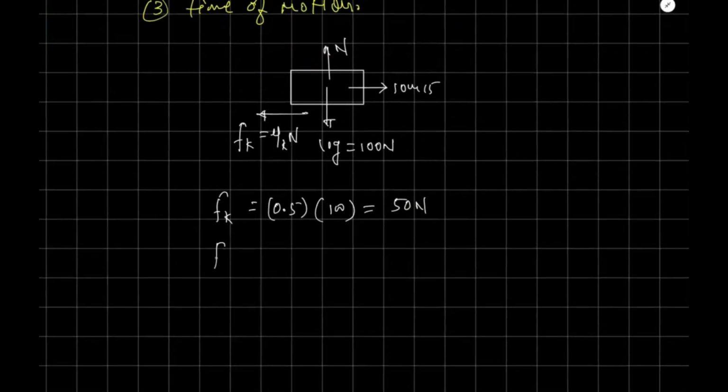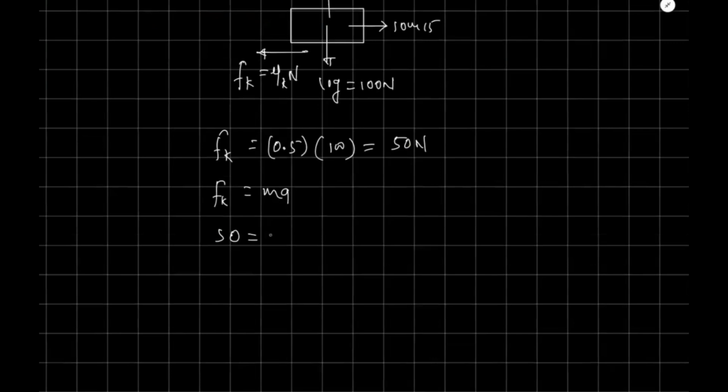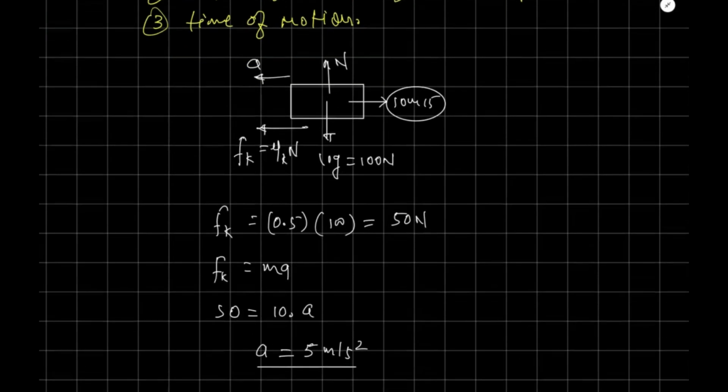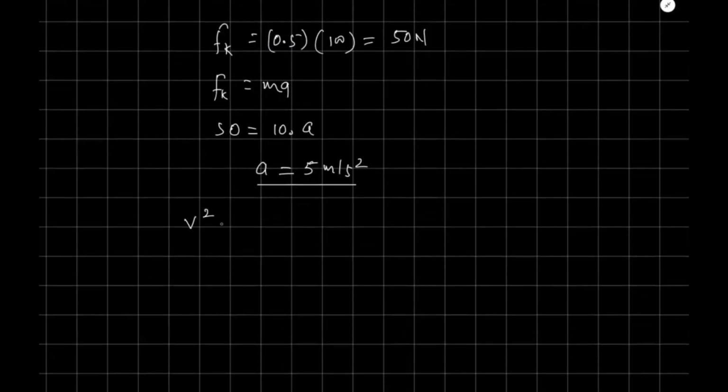Now we can say Fk is nothing but mass into acceleration. So it is 50 Newton and mass of the object is 10 kg, and acceleration we can find from here. So acceleration will come to 5 meter per second square. Now here we have initial velocity and we know friction force is acting in this direction, so acceleration also will happen in this direction. So we can say retardation is happening here. So we can apply the equation of motion, v square equals u square plus 2as.